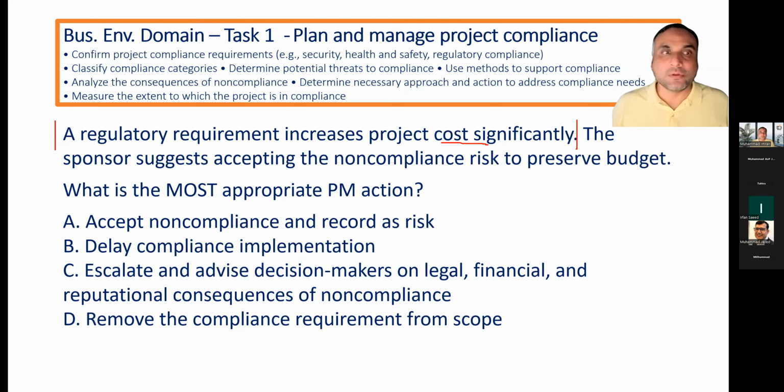This requirement was known. Management reserves are used for unknown risk. So, first gap of the knowledge, right? It doesn't say that it is a new regulatory requirement. If I read the words a new regulatory requirement, then it will be management reserve. But a regulatory requirement means you already knew it.